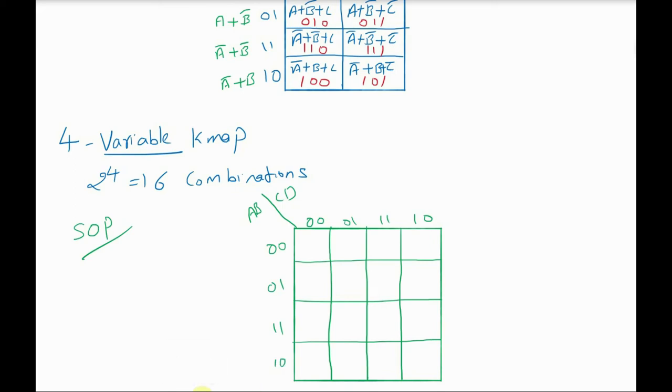If you write the corresponding values, that means in variables, it is A bar B bar, A bar B, A B and A B bar. Here C bar D bar, C bar D, C D, C D bar. You can easily write the values here.